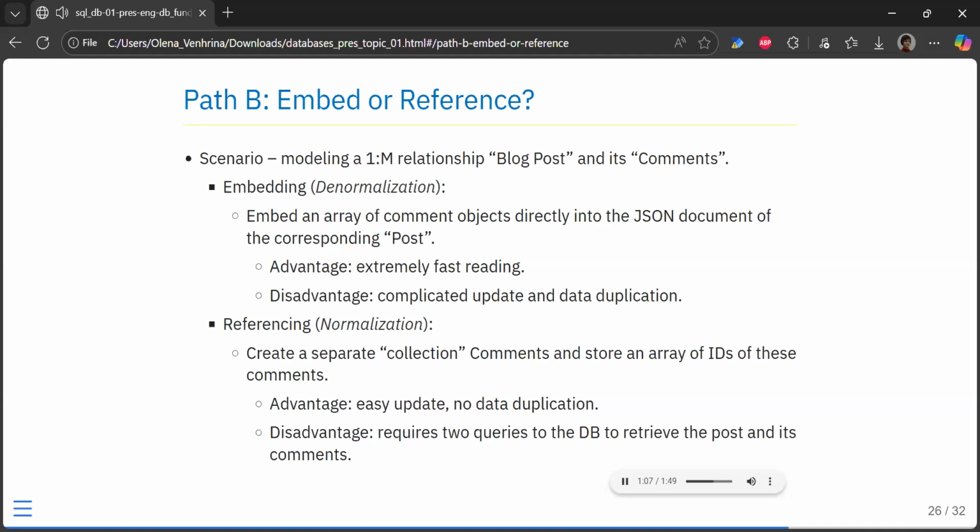Path 2. Referencing, or normalization. This is, in essence, the SQL path. We create two separate collections, analogs of tables: posts and comments. And inside the post document, we store only an array of IDs of these comments. Here the trade-off is reversed. Updating comments is now easy, they are separate small documents, but reading becomes slower. To show the page, we now need to make two queries. First, get the post and list of comment IDs. Second, give me all comments whose IDs are in this list. There is no correct answer here. It is always an engineering trade-off that depends on what is more important to you: read speed or ease of data updates.